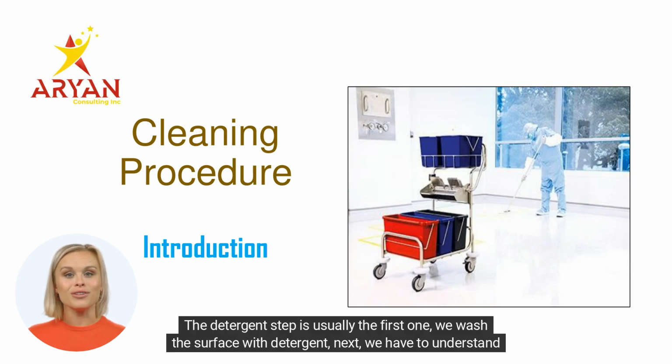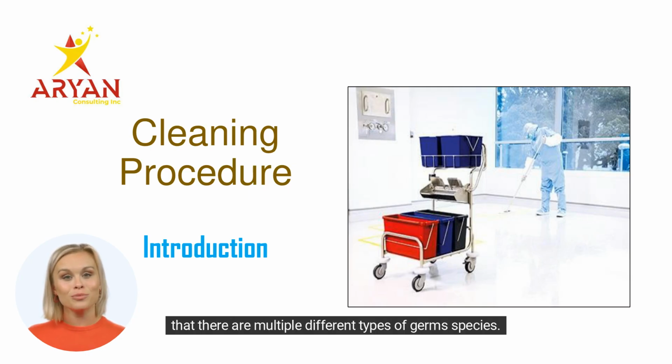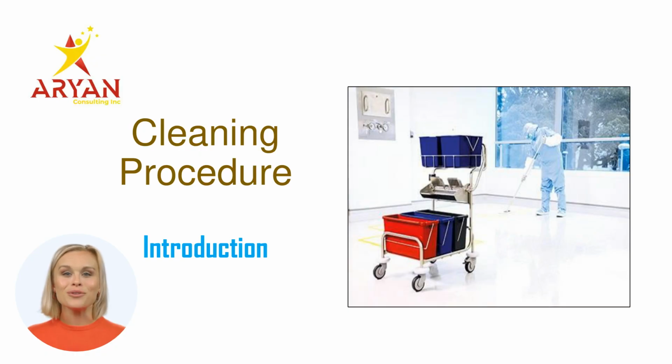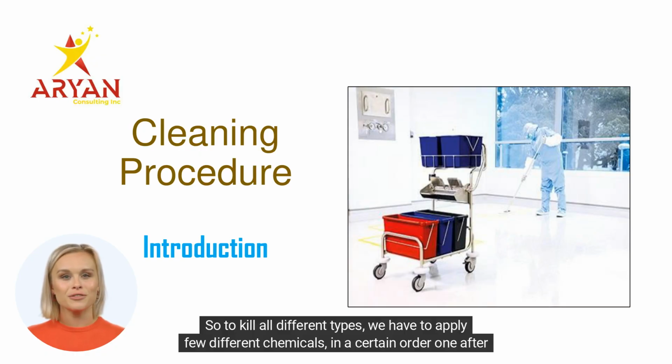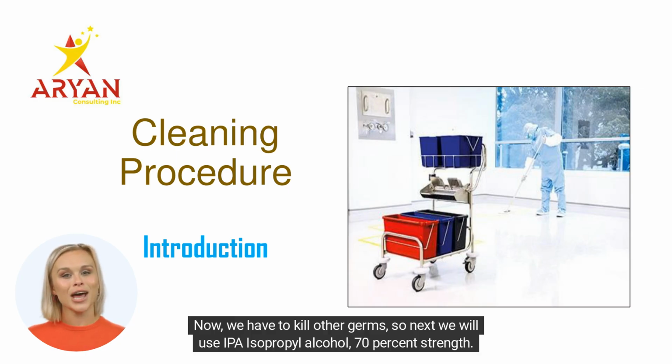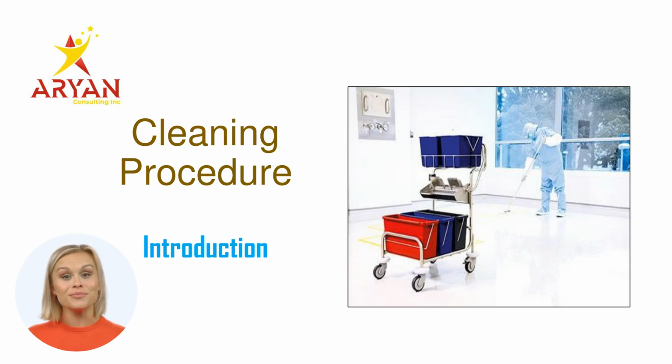Next, we have to understand that there are multiple different types of germ species. We have spores, we have viruses, we have fungus and bacteria. So different types of bacteria get killed by different types of agents. To kill all the different types, we have to apply a few different chemicals in a certain order, one after the other. Let's say we use Sporklenz, this brand of chemical kills spores. Now we have to kill other germs, so next we will use IPA, isopropyl alcohol, 70% strength.